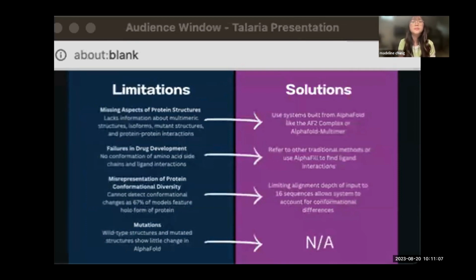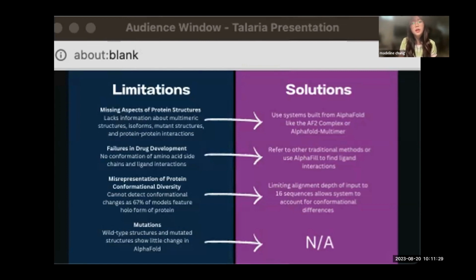The first one being that it lacks information about some crucial aspects of protein structures. I've listed some on the screen, including multimeric structures and protein-protein interactions. And because of this lack of information, it becomes difficult to apply AlphaFold in a variety of situations.